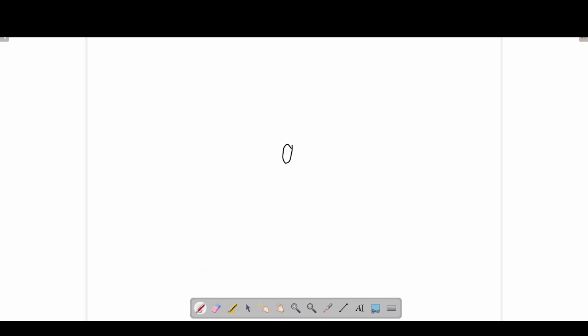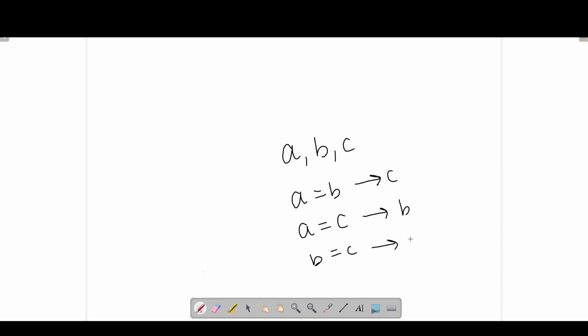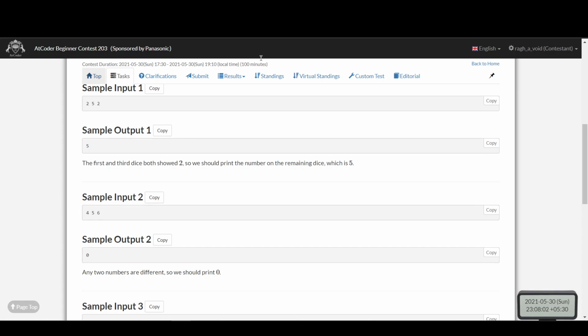So what we would have to do is, we are given three numbers A, B and C. Now if A is equal to B, we would print C, or if that's not the case, we will check if A is equal to C, then we will print B. If that is also not the case, we would check if B is equal to C, we would print A. If none of these conditions is satisfied, then we will print a 0. So that was all about the solution.